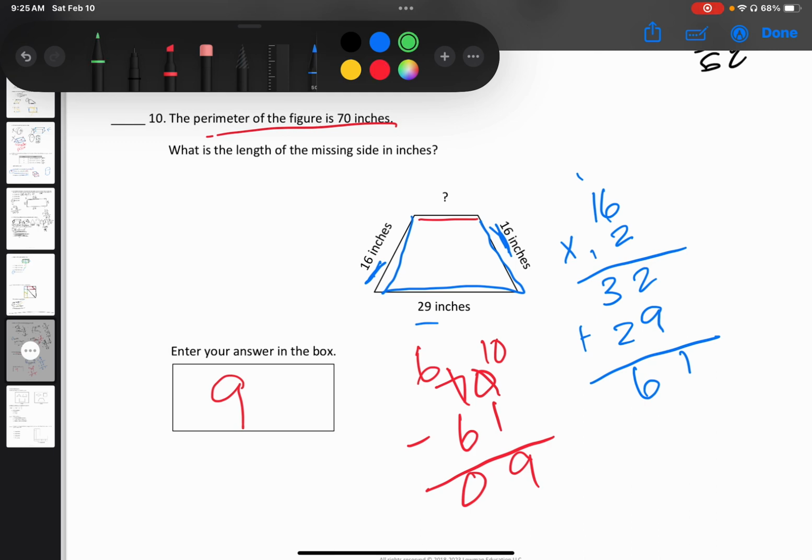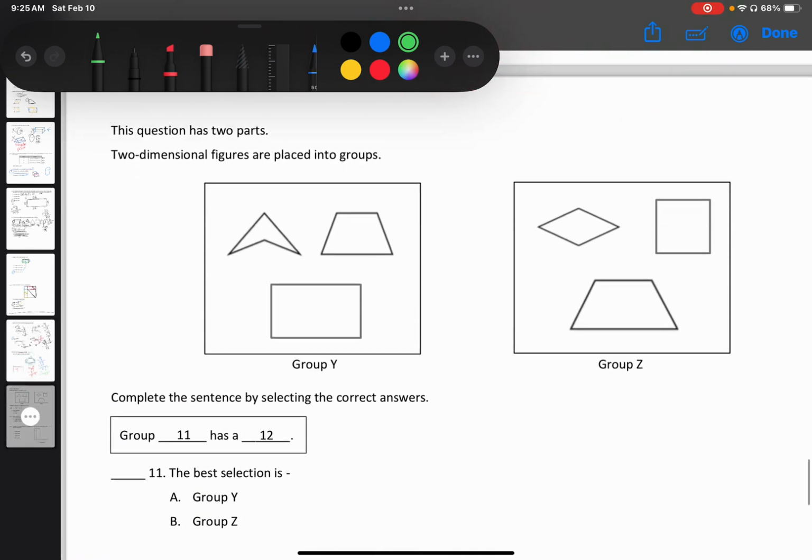To check it, which I always encourage them to check, we're going to label the top with a 9, and we're going to go back and add all of the side lengths together. When we do, it should total 70. If it does not, we've made a mistake somewhere. So we knew that the three sides that we started with totaled 61 inches. If we add our 9 inches on there from the top, we're at 70 inches. That means we found the correct answer. The missing side length is 9. All right, let's move on.